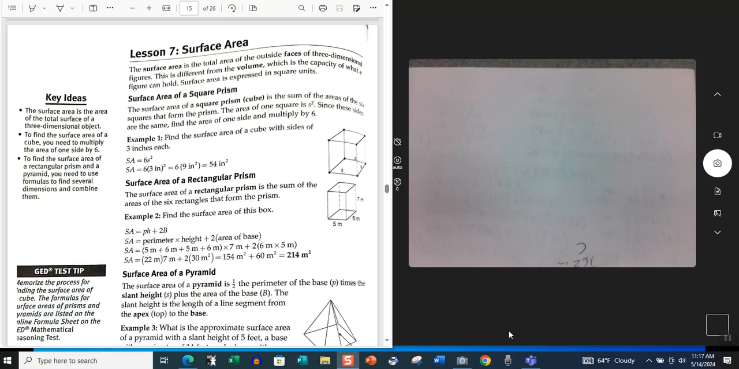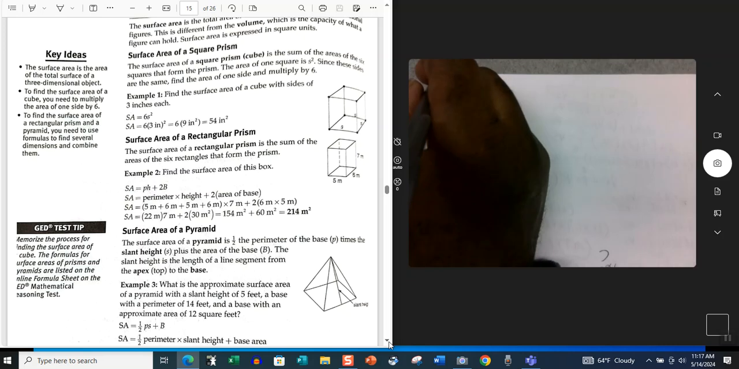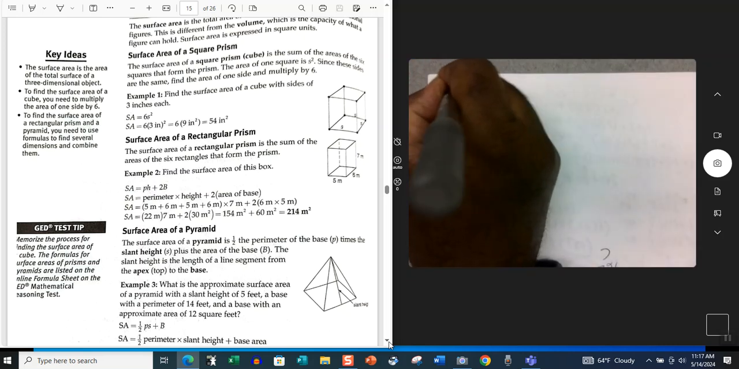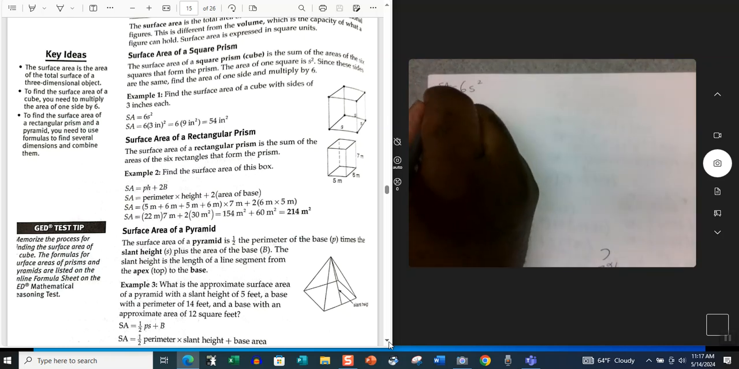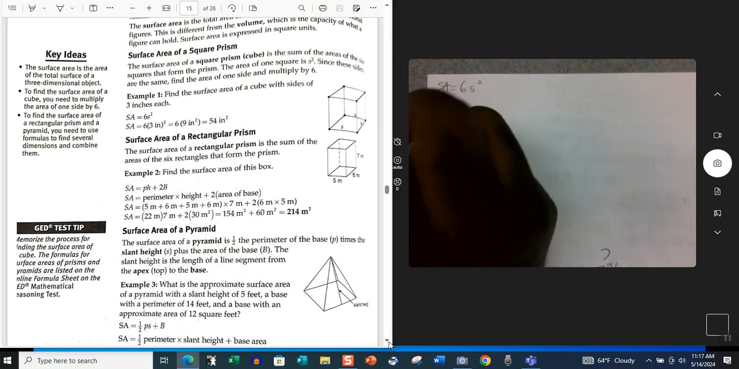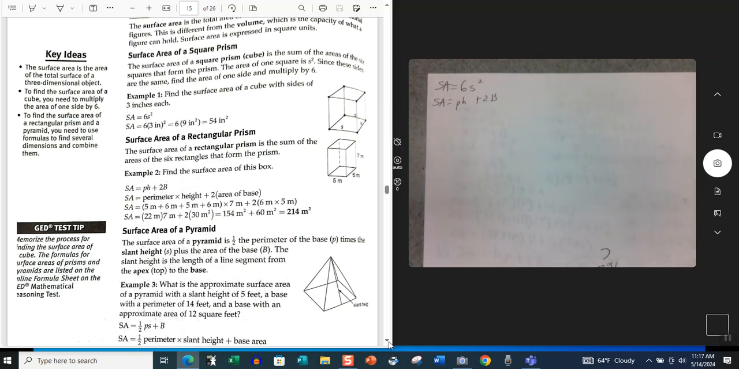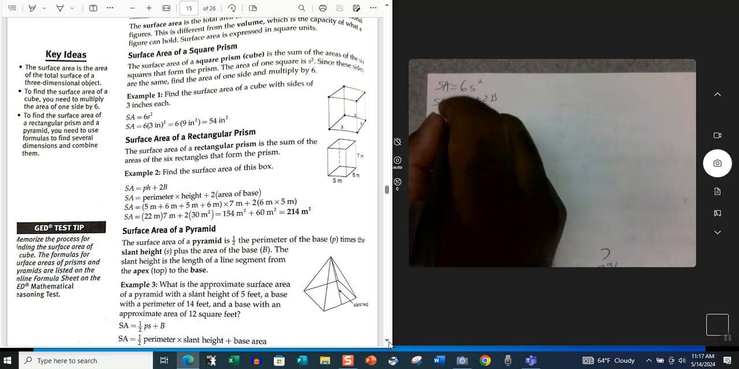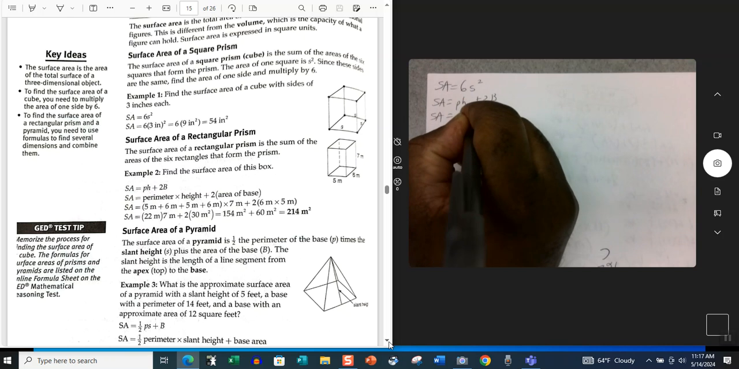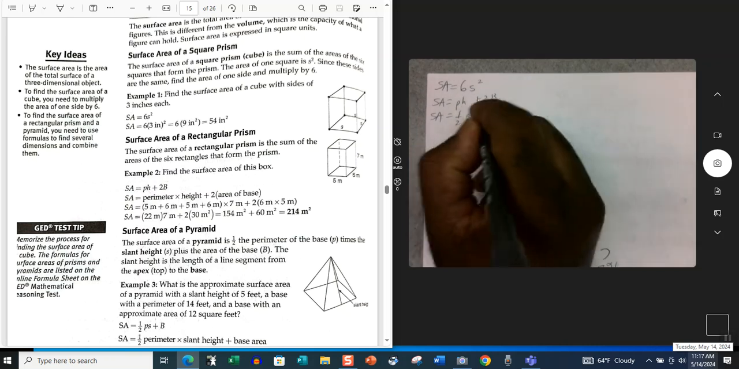Now we have 3 examples here. We're going to skip over these examples, but we do need the formulas. So the surface area for a square is 6 times the side squared. The surface area for a rectangle is the perimeter times the height plus 2 times the base. And then finally, the surface area for a pyramid is half of the perimeter times the slant height plus the base.